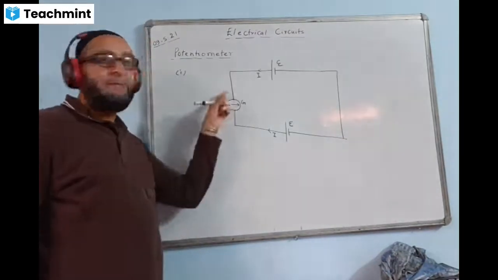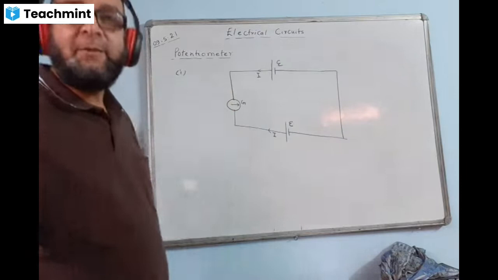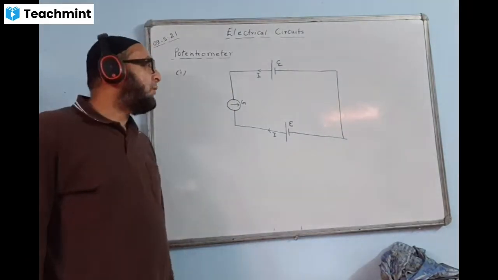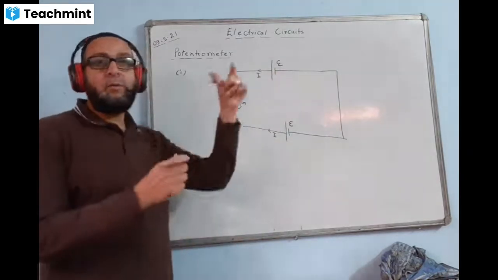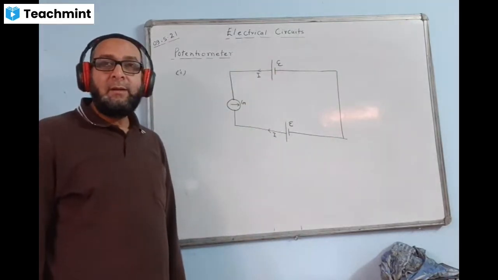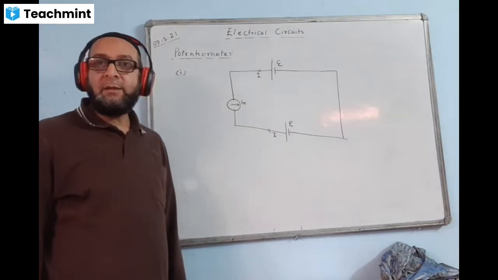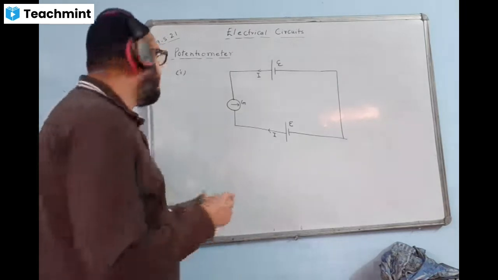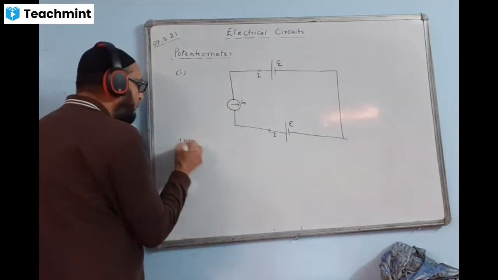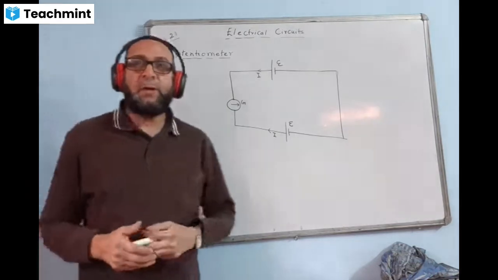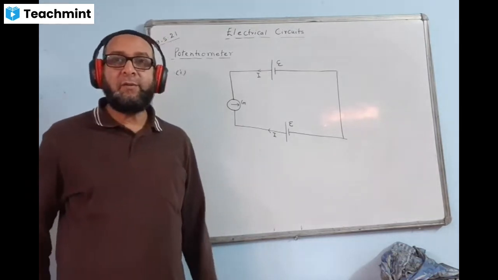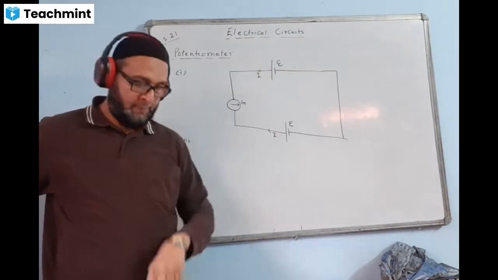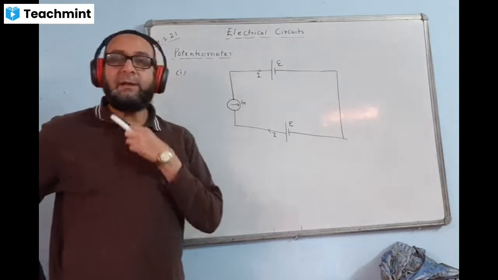Okay, the potentiometer. The first principle we discussed. This is the principle of two PDs in opposition. When two PDs are in opposition, they will give equal current in opposite directions, then the total current becomes zero. This is principle number one. Now write principle number two. Principle of potential gradient.